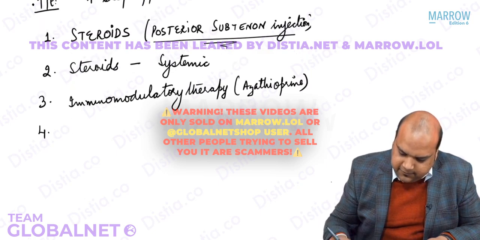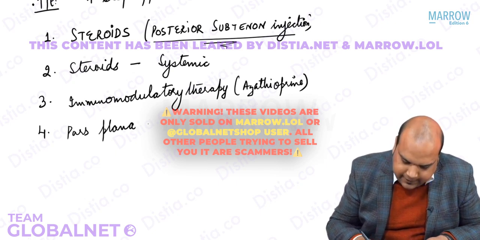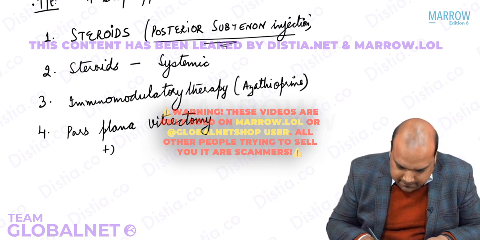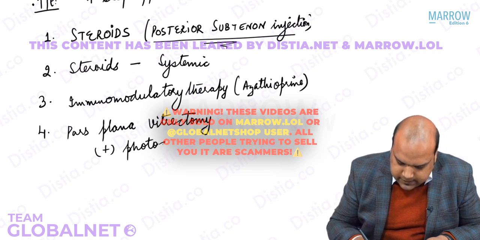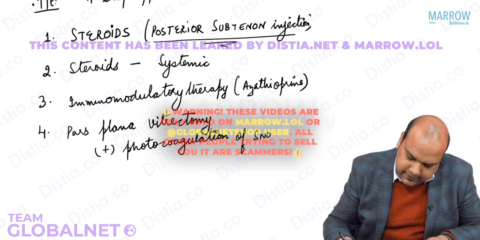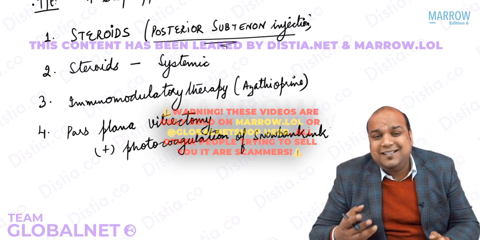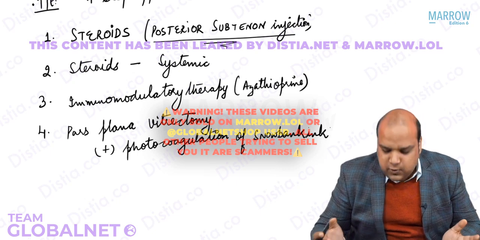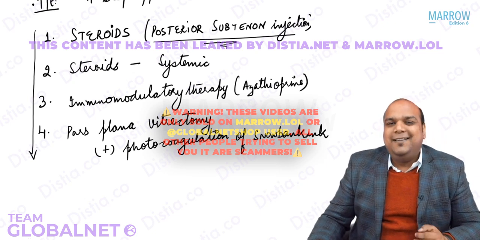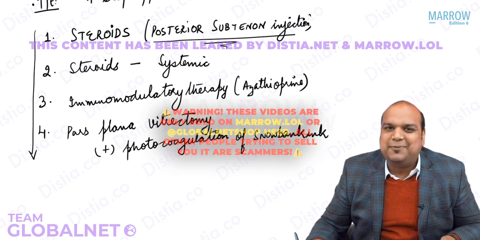And lastly, if everything fails, then we need to do what, everybody? Pars plana vitrectomy. We need to remove the vitreous plus photocoagulation of snowbank. Snowbank was a fibrovascular plaque, so the vessels will bleed sooner or later. So we need to photocoagulate the snowbank also. So this is a 4-step approach for the treatment of the simple condition called intermediate uveitis. I hope everybody understands this very easily. No confusion about this. Done, guys?